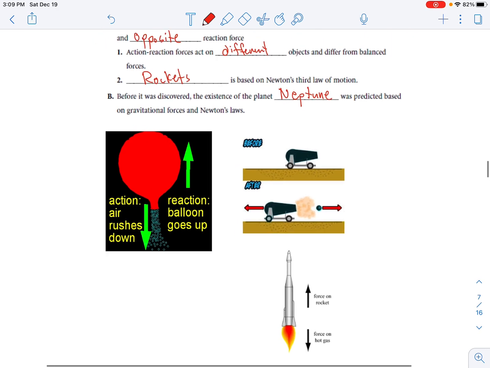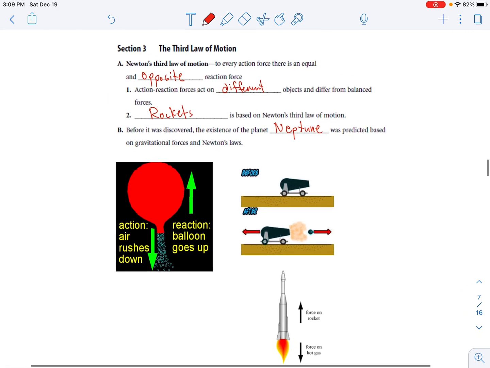All right, so a couple examples here. Here is an action-reaction force. The action on this balloon is when you blow it up and let go, the air is pushing out the back of the balloon. And the reaction, the balloon is going to go the opposite way. It's going to be pushed up. Okay? So the action is the air moving. The reaction is the balloon moving. So it's two different things moving, and they're pushing each other apart.